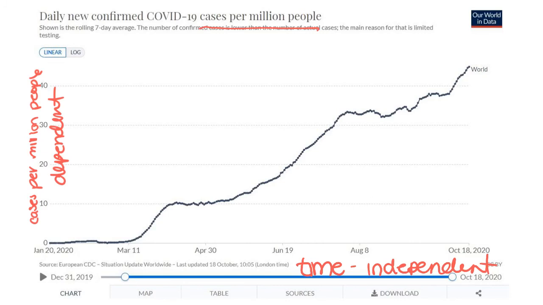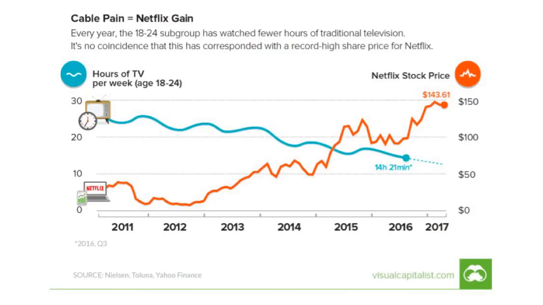Perfect. What's the scale of the graph? Well, on the Y-axis, our scale is 10 people. On the X-axis, our scale is time. And lastly, but not least, it asks us to find the source of this data. And here we see that the source of this data is the European CDC. And that means the European Center for Disease Control, a very reliable source when we're looking for information about COVID data.